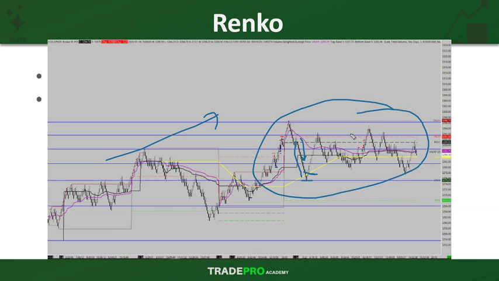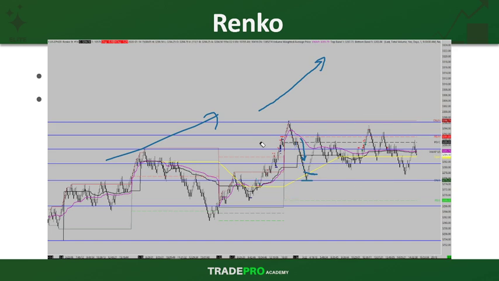I personally like this chart only if I'm in a trade to see if the momentum is continuously moving higher. It's a great chart for trailing. If you're already in a trade and you're wondering, okay, what is the potential of this actual move? The Renko chart identifies that momentum really clearly.